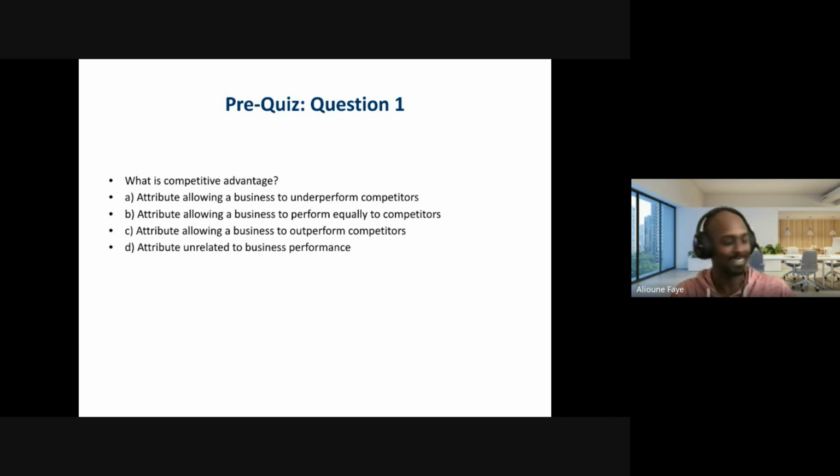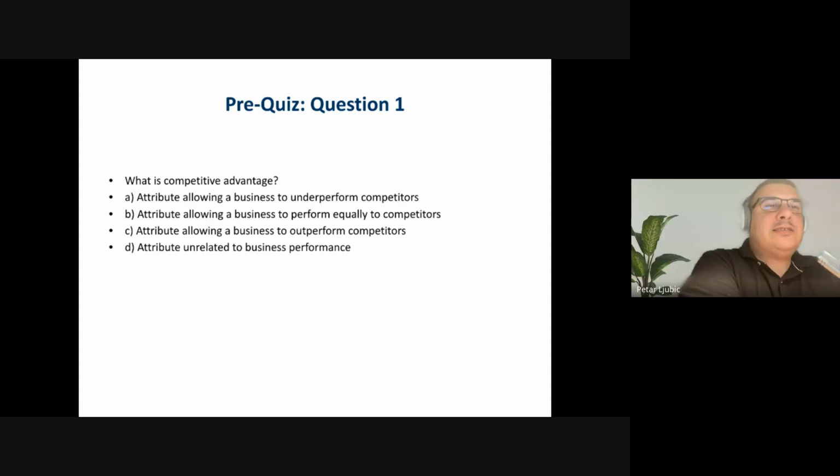Answer A, B, C, and D. Okay, so if you guys are logged in from your phones, you'll see a pop up just momentarily. So just be ready, and it should show up just about now. Okay, so what's competitive advantage? A, B, or C? Attribute allowing a business to underperform. I'm just seeing the answer options. Yeah, sorry, it's a typo.